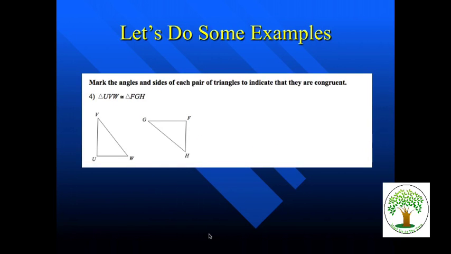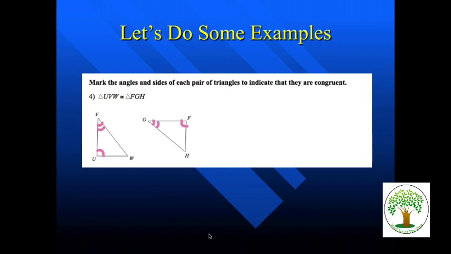We're going to move to number 4. This time they're going to have you mark it. So they want you to mark the angles and sides of each pair of triangles to indicate they are congruent. This is the way I do it. I start out with the letters. U is first and F is first. So I mark them as U and F. Next, V and G. Not that bad. V and G. I'm going to put 2 marks on those. If you don't have the same number of marks in the same spots, you still have to do the line marks. Those are the ones a little more complicated. No problem, though. I'll show you how to do them.